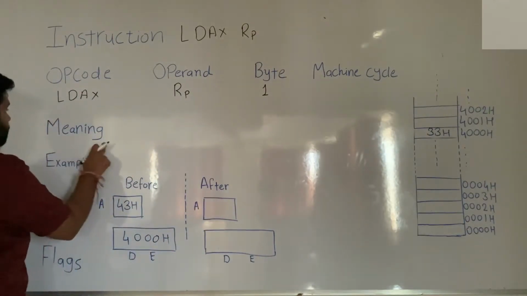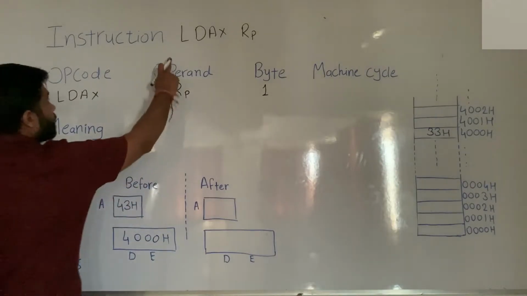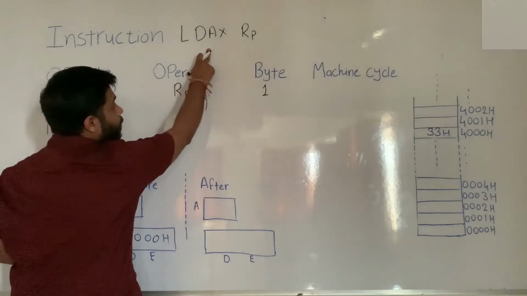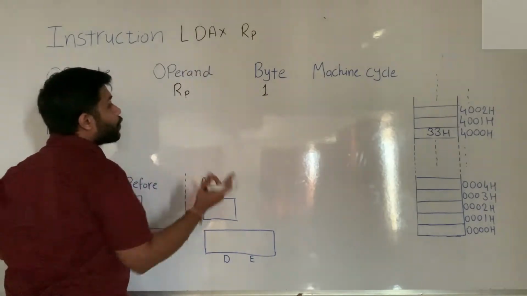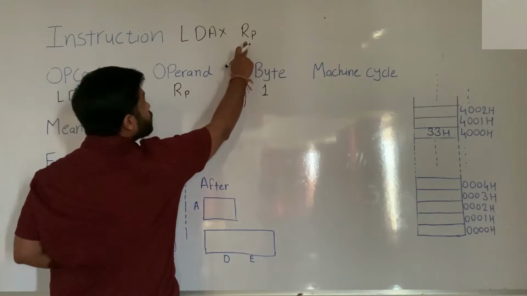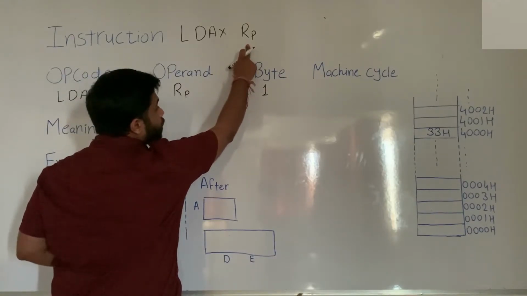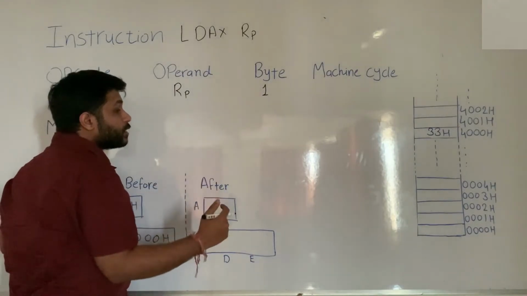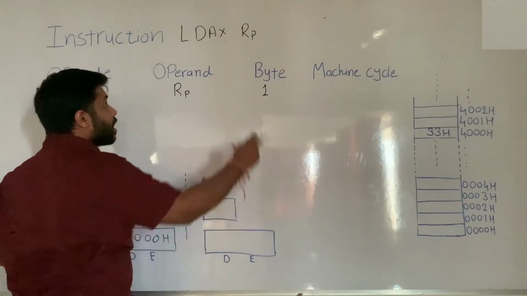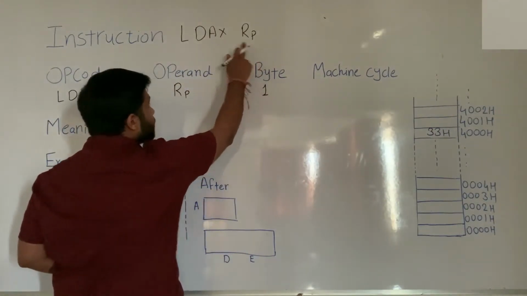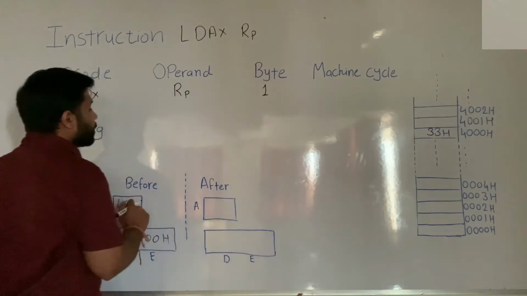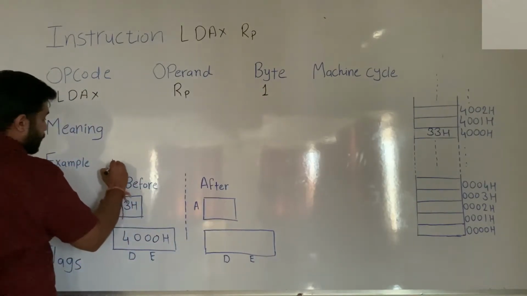Okay? Machine cycle we are going to see. Before that, let's see the meaning of the instruction. Now the instruction is LDAX register pair. It means load data to accumulator. But load data to accumulator from where? Load data to accumulator from the memory location which is specified in the register pair. So in the register pair you have to first give some memory location. After that, when you give LDAX register pair, it means load data to accumulator from the memory location specified in the register pair.